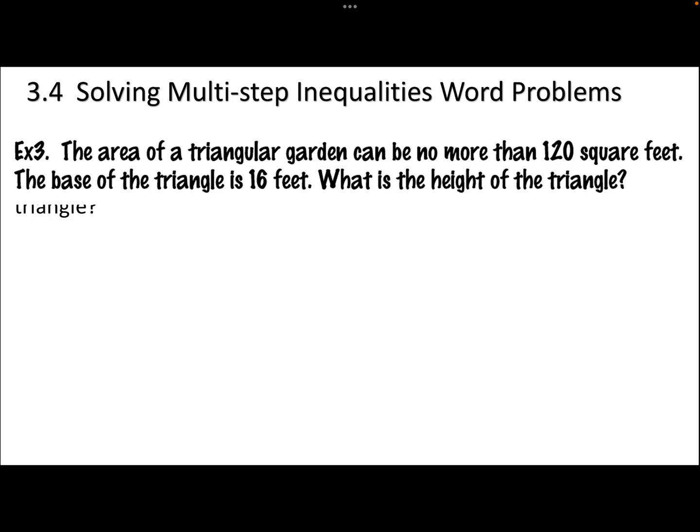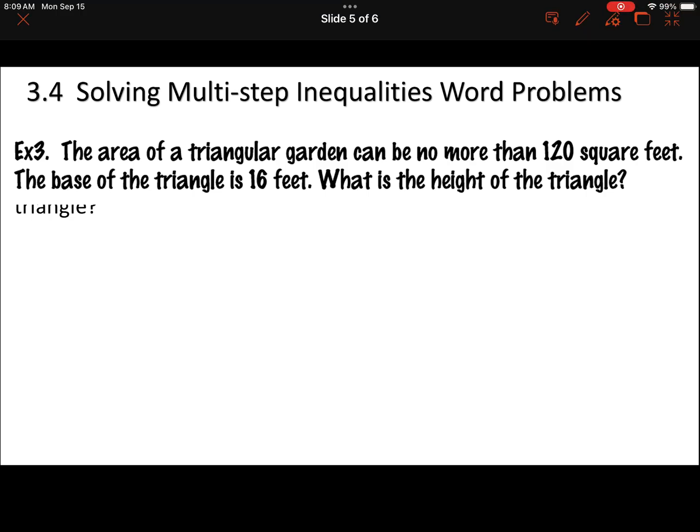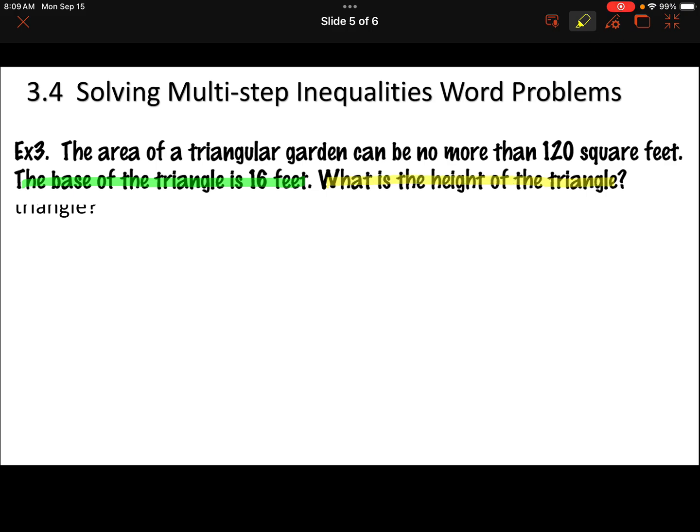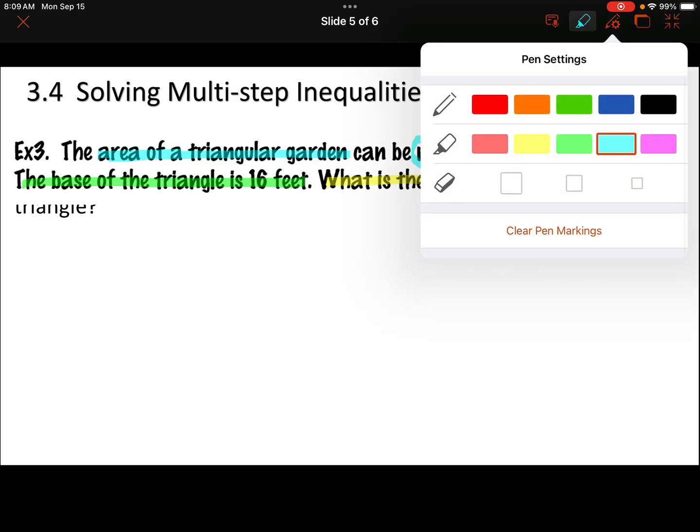All right, let's try our next one. The area of a triangular garden can be no more than 120 square feet. The base of the triangle is 16. Okay, so what is the height? All right, the base is 16. What is the height? And we've got area no more than 120 feet.